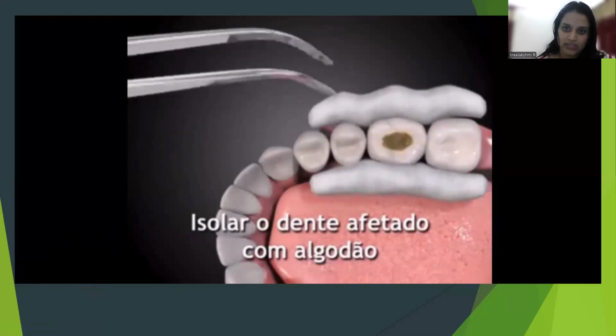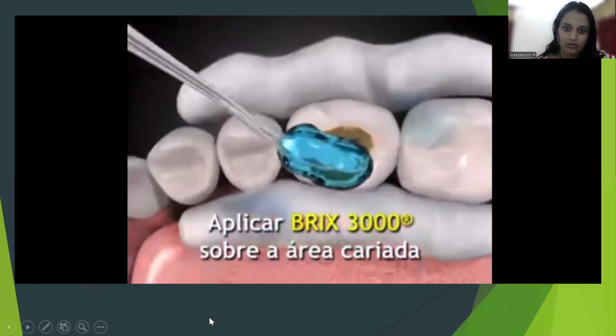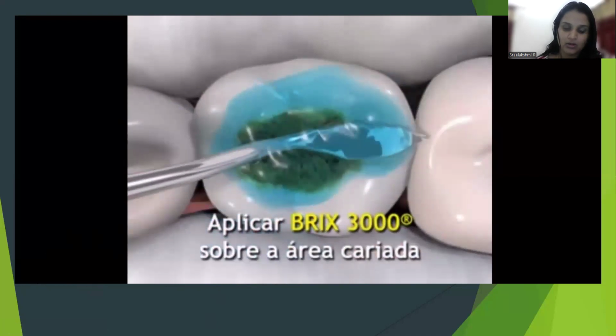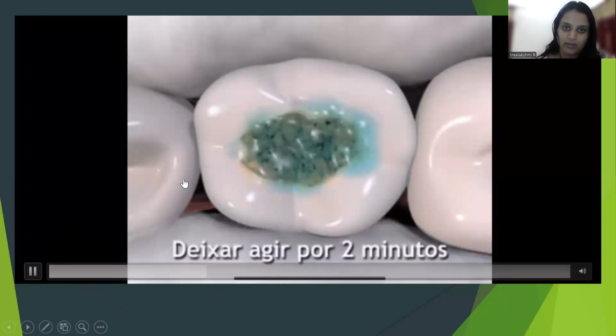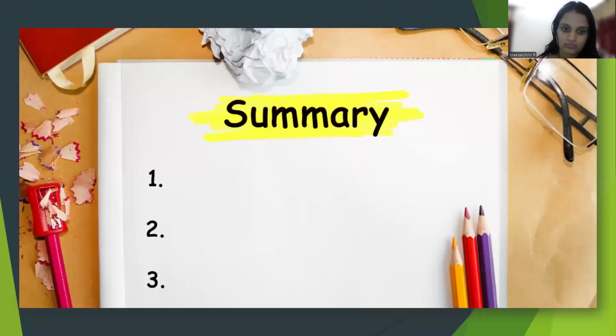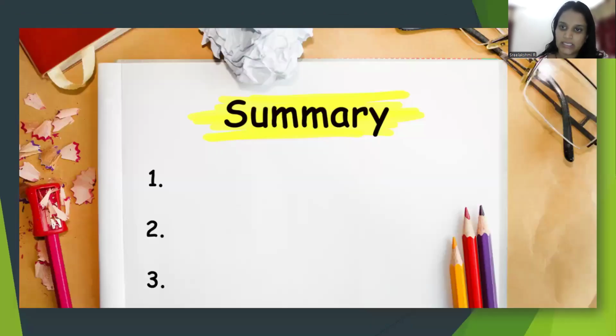As I told, isolation is needed. Now the gel has been applied. This is a brand, Brix 3000. This is just not for promoting anything. So after this gel is applied, if you still see caries being present, you can use the next volume of gel if you find it necessary. Otherwise, just wipe it off, dry, and use a suitable adhesive material.